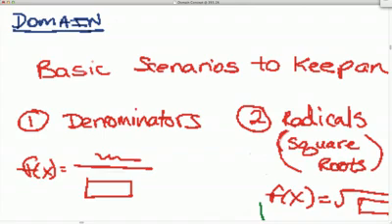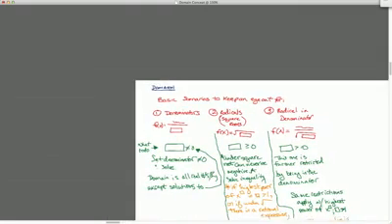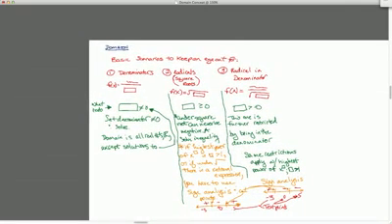Today we're going to be looking at the concept of domain. And domain basically is the collection of all the defined x values, or your independent variable. And there are three basic scenarios that you can look out for that'll make your life much easier to deal with this concept of domain.